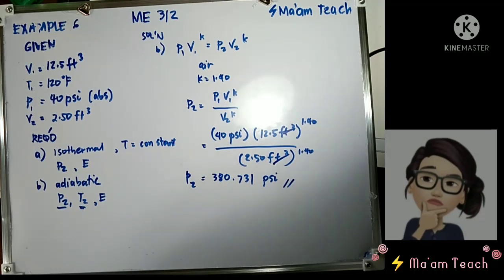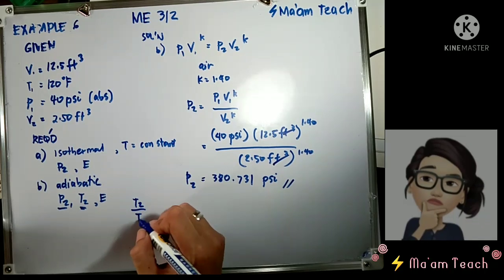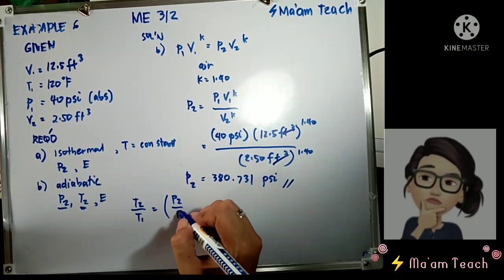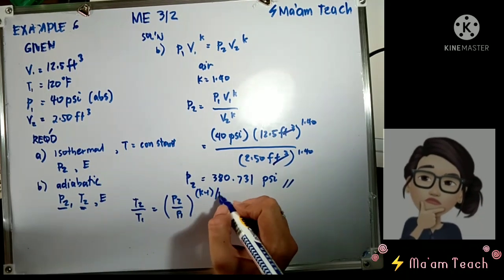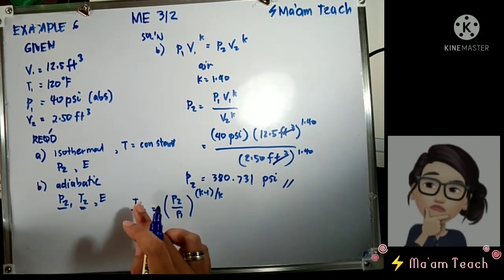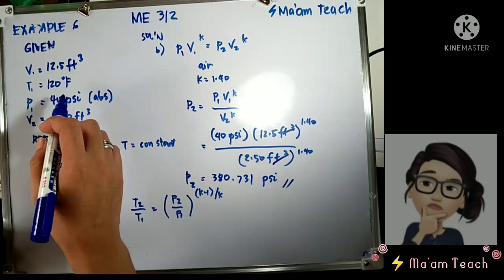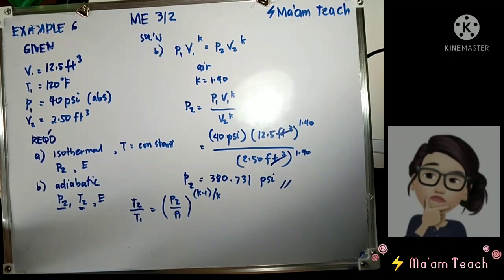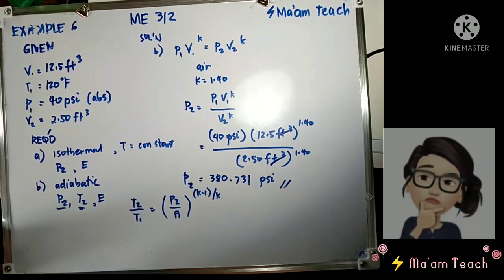Okay? And to solve that, we have the formula T sub 2 over T sub 1 equals P sub 2 over P sub 1 raised to K minus 1 over K. Can you follow? So, our target is T sub 2. We have already T sub 1, which is 120 degree Fahrenheit. But take note, class, that degree Fahrenheit is not our standard unit for temperature. It should be in Rankine.